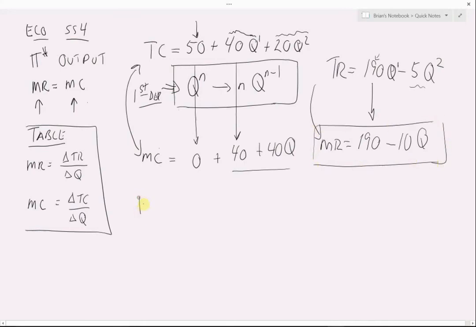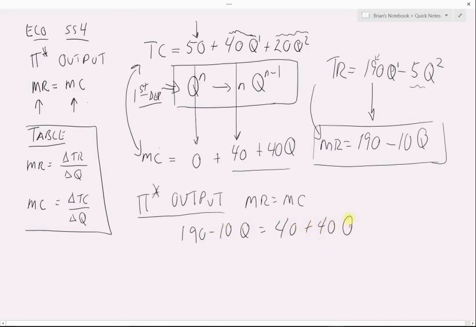And for the profit maximizing output level, we can now calculate this. This is exactly where marginal revenue equals marginal cost. So let's just set these two equations equal. 190 minus 10q is equal to 40 plus 40q. So we end up with 150 is equal to 50q. q is equal to 3. So our profit maximizing output occurs at a quantity of 3.